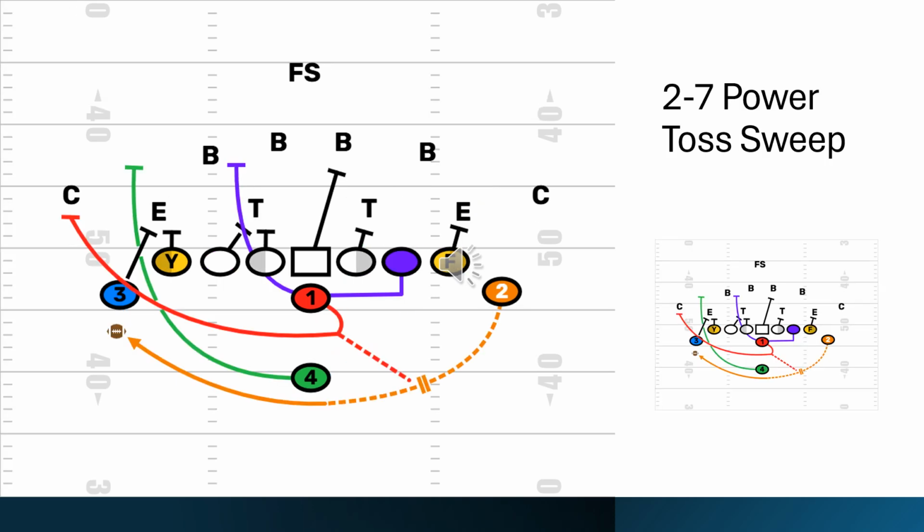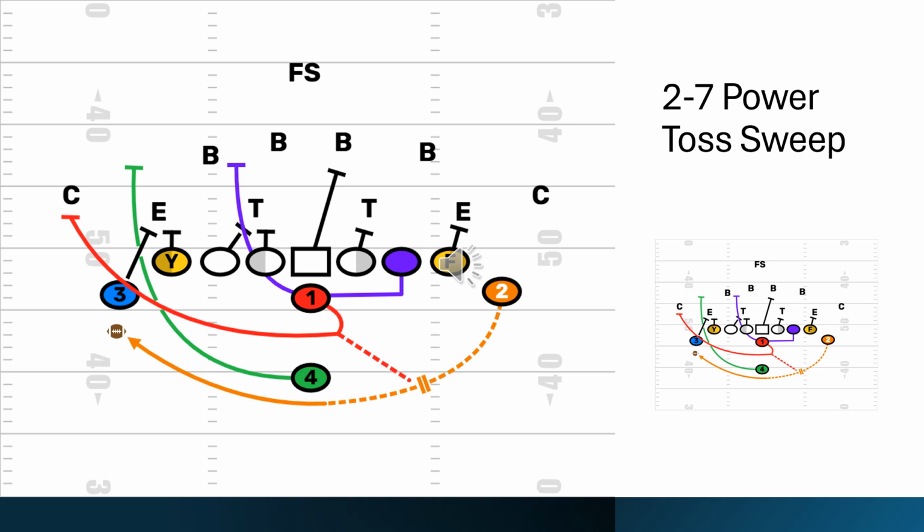All right, guys, this next one probably looks familiar because we've been running it in practice. It's the 2-7 power toss sweep. Very similar to the 3-8 power toss sweep, just going the other way with the 2-back.